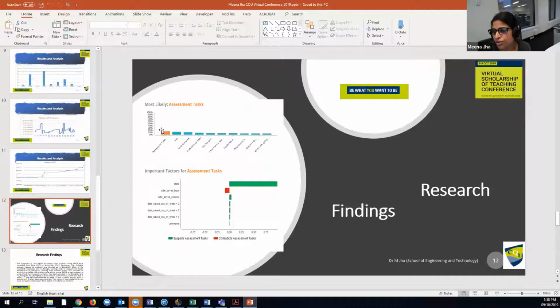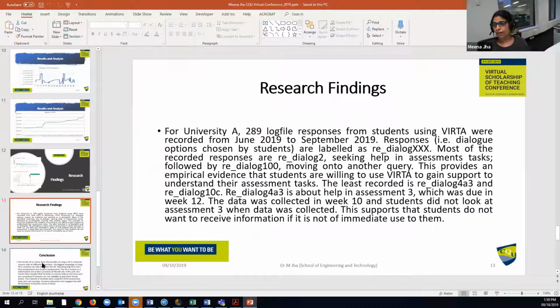And most of them, can you see that it is most likely assessment tasks? They are not looking at the unit overview or attendance requirements or lectures or tutorials. It is all related to assessment tasks. As I said, this research has been done at two universities, Macquarie and CQU, so we have just named them A and B.